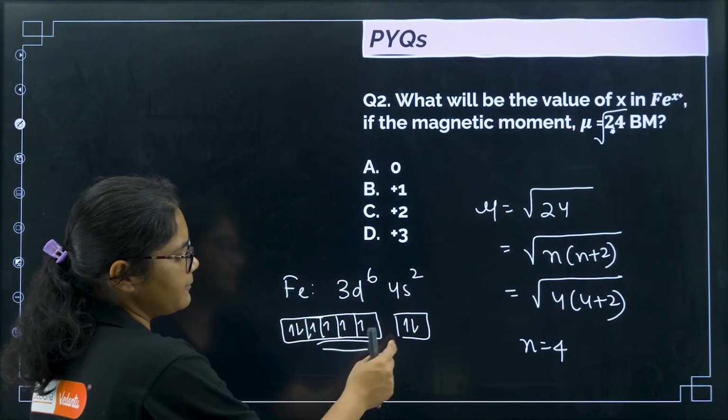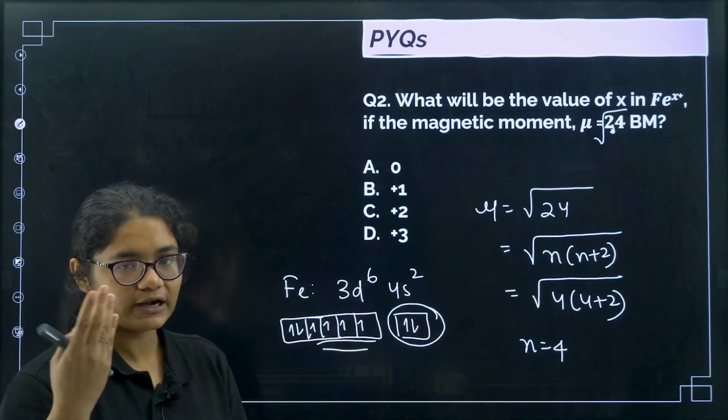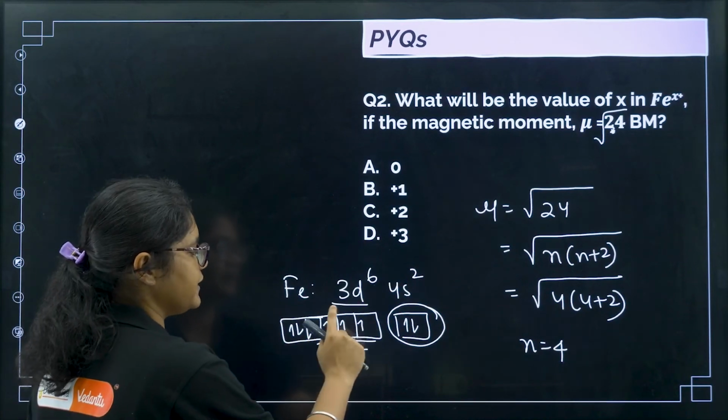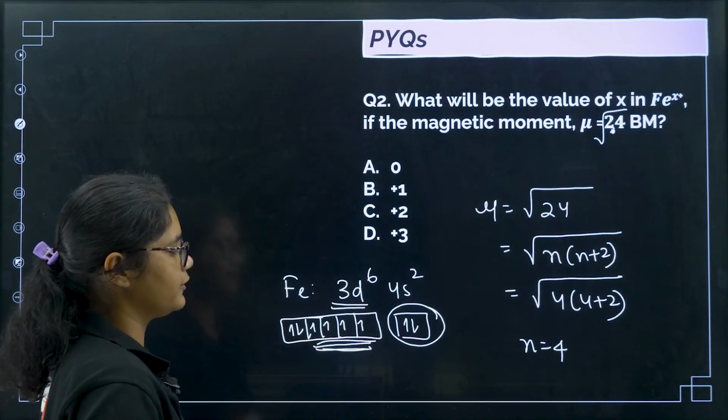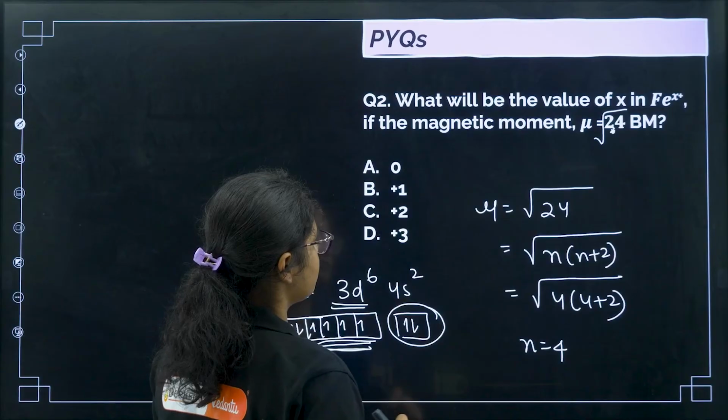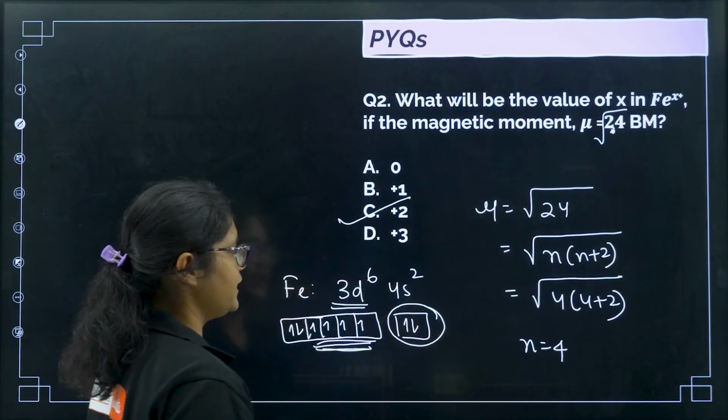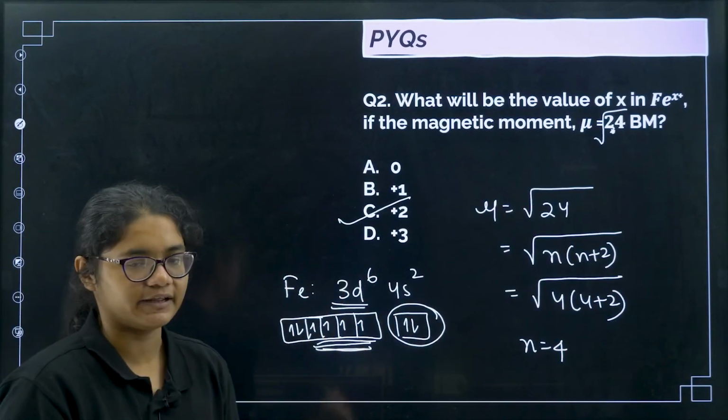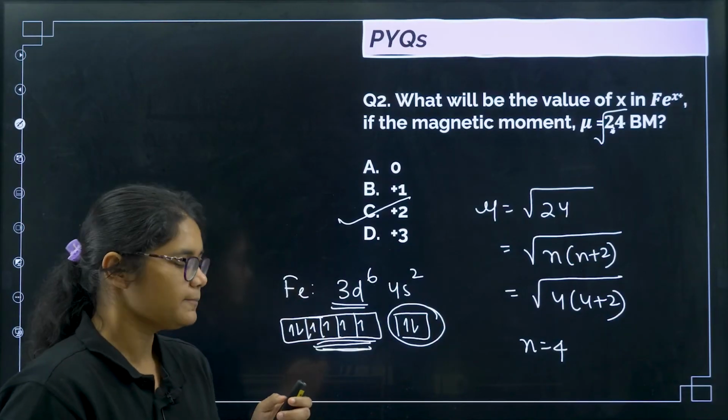When will we get 4 unpaired electrons? If these 2 electrons go out, then the configuration will be 3d6 and we can get 4 unpaired electrons. So what should be the oxidation state of Fe here? +2, right? In Fe in +2 oxidation state, we will get 4 unpaired electrons, right?